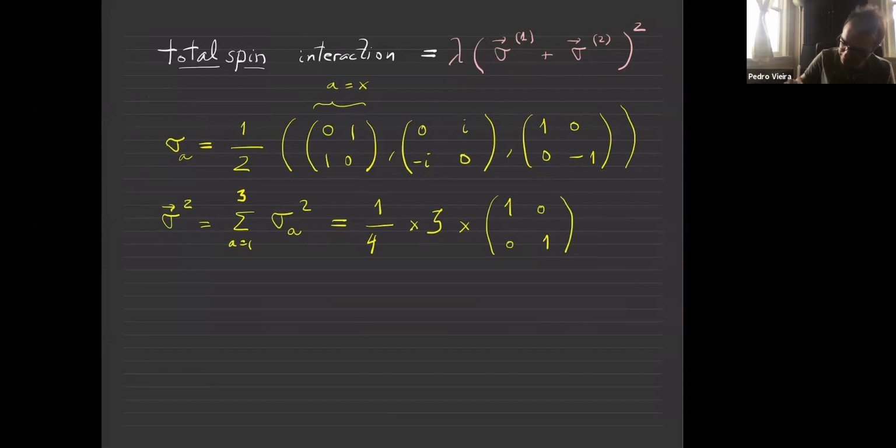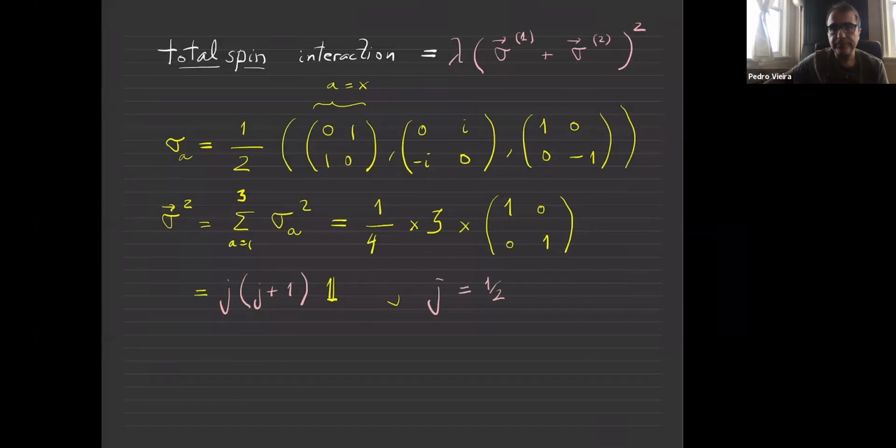And let me remind you that this is okay because this is just the total spin. This is just J times J plus 1. This is just the Casimir of SU(2) times the identity matrix, where J equals 1/2. Right, so it works. 1/2 plus 1 is 3/2, so 1/2 times 3/2 is 3/4. So this is one spin. For one spin, the total spin operator is totally boring. It's just the identity. It just measures the spin.